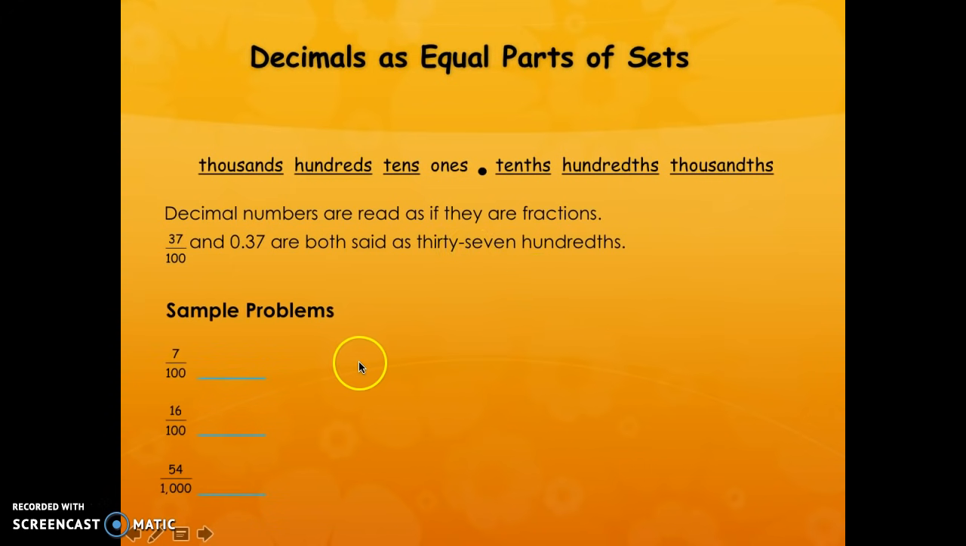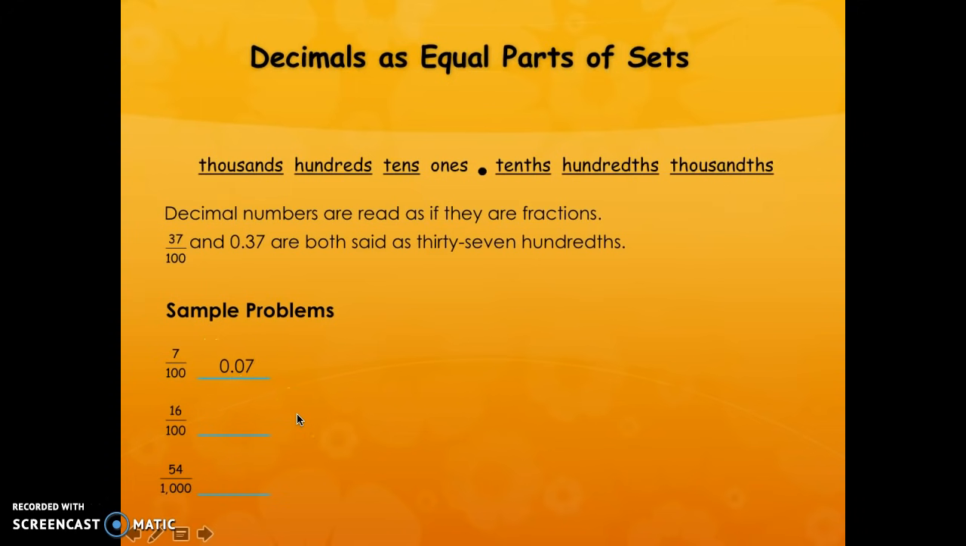So look at these sample problems. If I have 7 out of 100, my number looks like this. I have a 7 in the hundredths place. So 7 is in the hundredths place. I have no tenths, no ones.